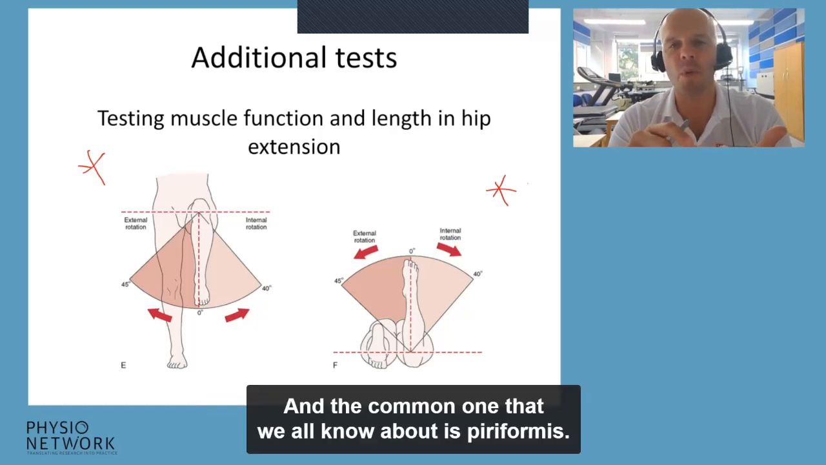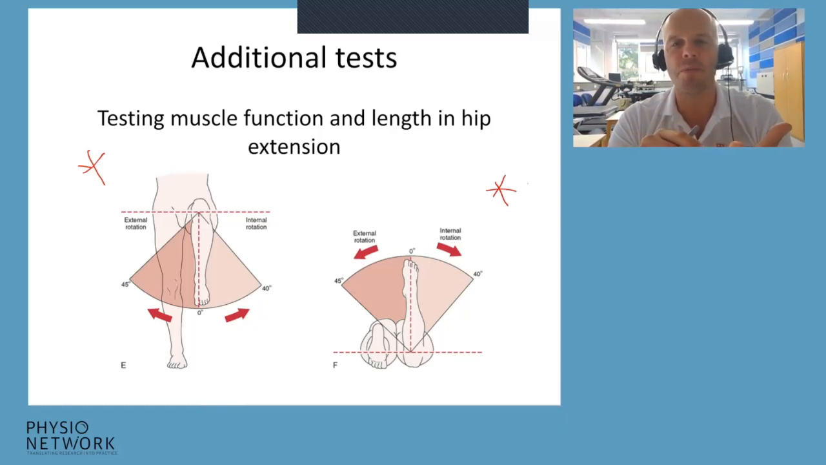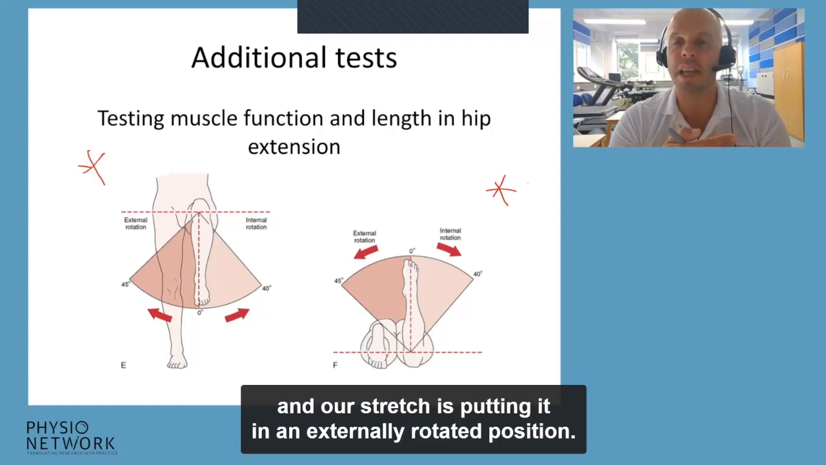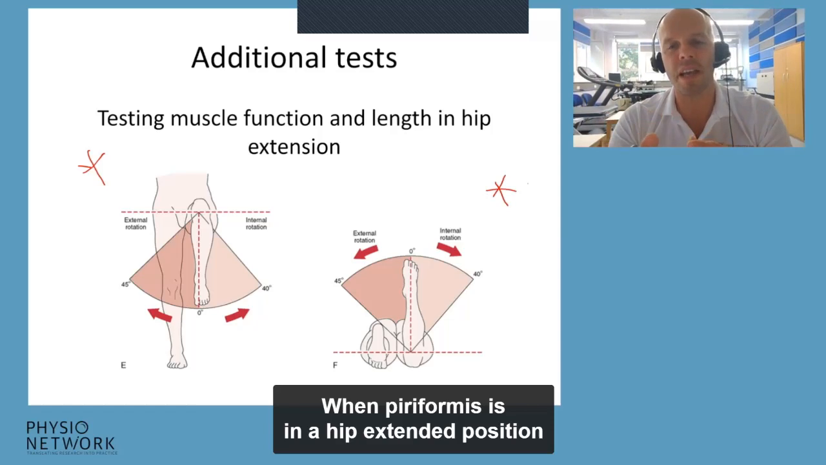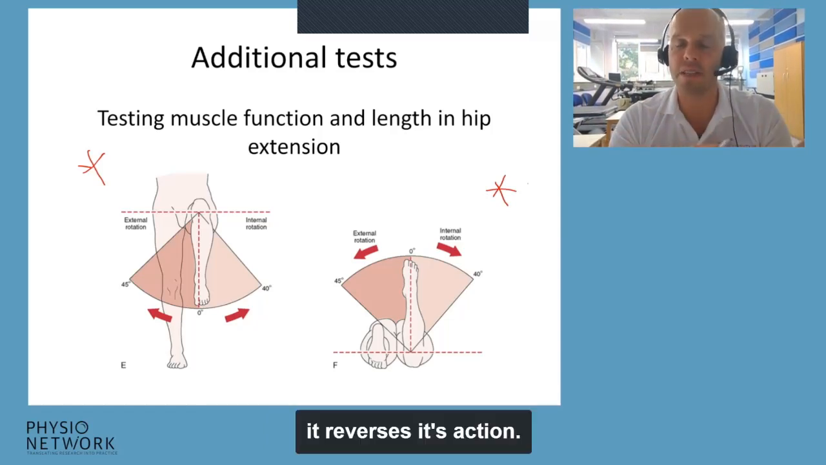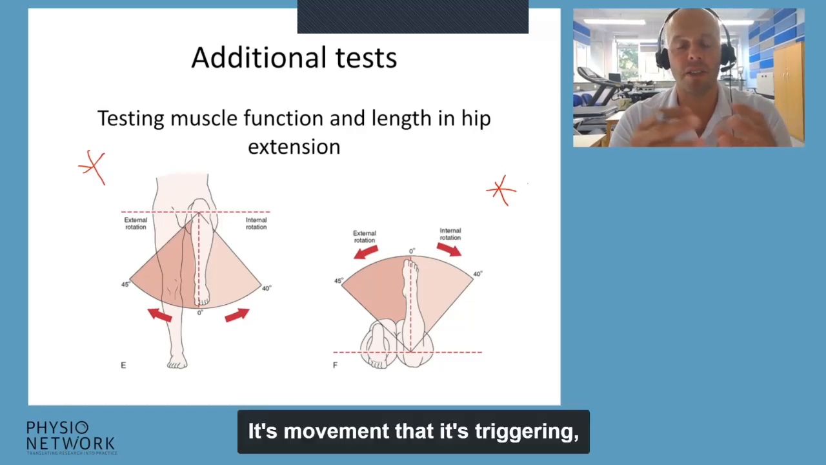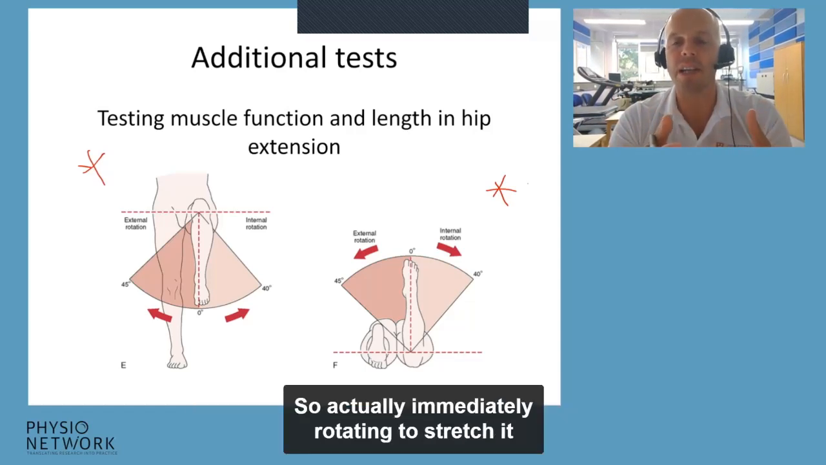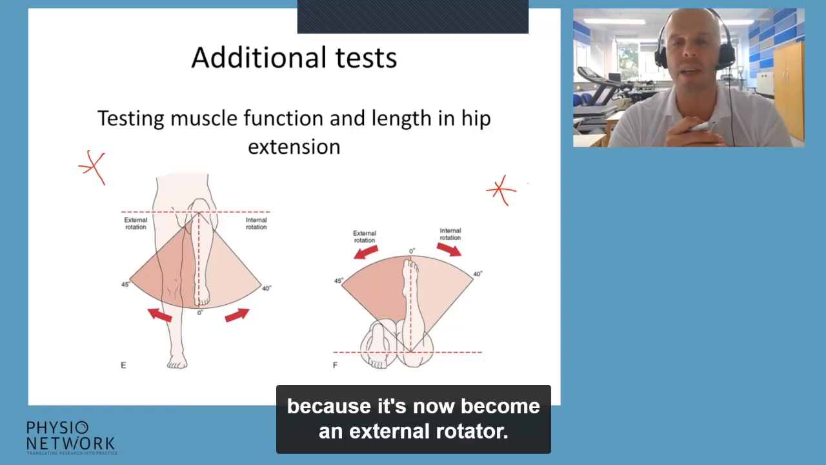And the common one that we all know about is piriformis. Piriformis in a hip flexed position would actually be a medial rotator, and our stretch is put in an externally rotated position. When piriformis is in a hip extended position, it reverses its action. Okay, the movement that it's triggering is actually reversed, and we normally use the pro-knee fallout test, so actually medially rotating to stretch it, because it's now become an external rotator.